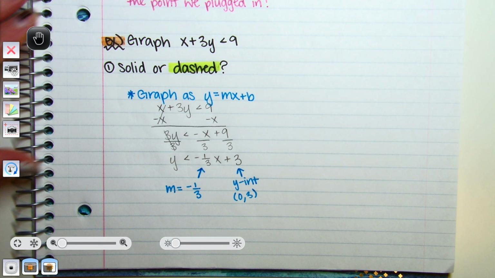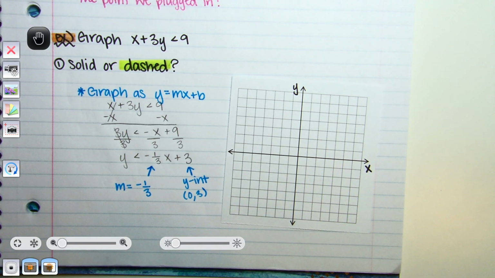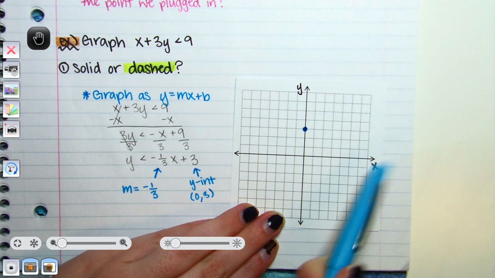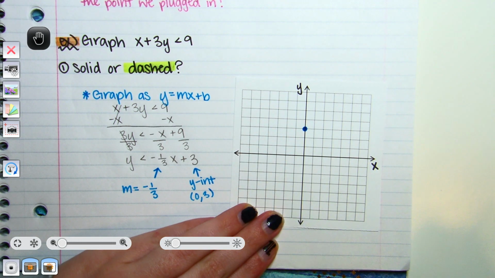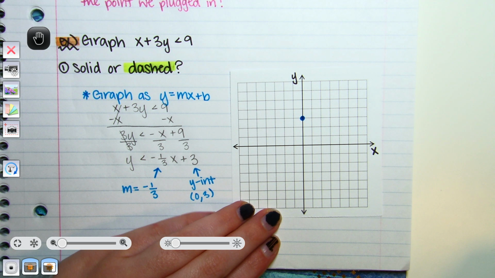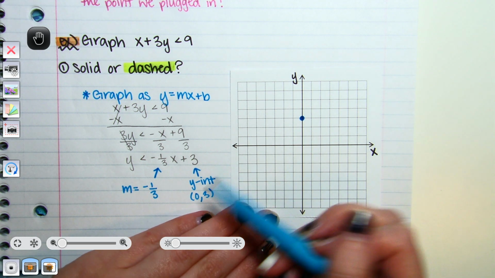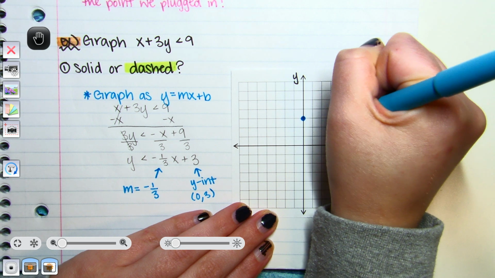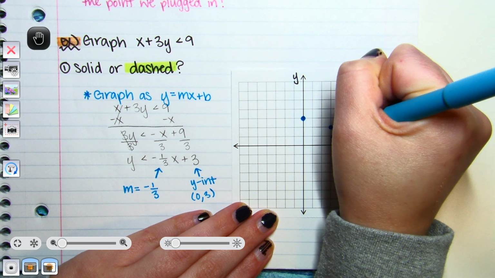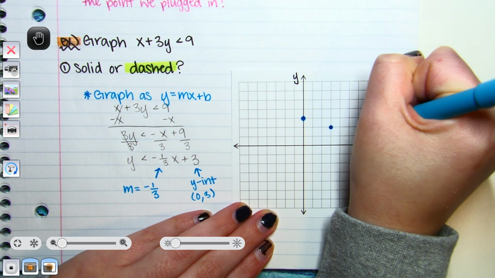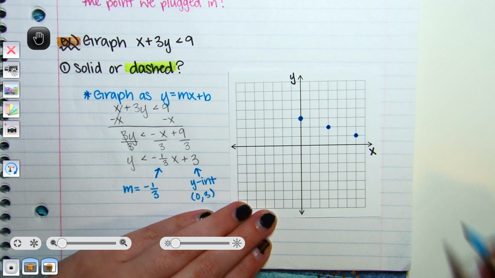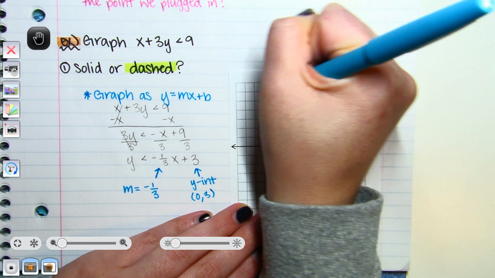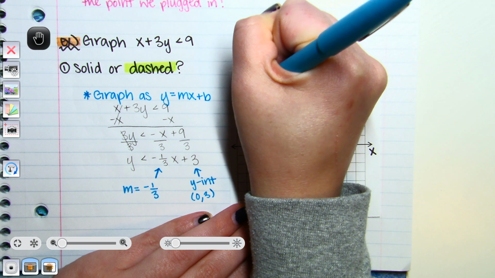So for graphing this, I'm going to put my y-intercept at 3. Again, x and y are labeled, so I make sure I graph it correctly. Now I'm going to make the 1 be the negative number, so I'm going to go down 1 to the right 3. Down 1 to the right 3. You could have also done up 1 to the left 3. Up 1 to the left 3. Personal preference.